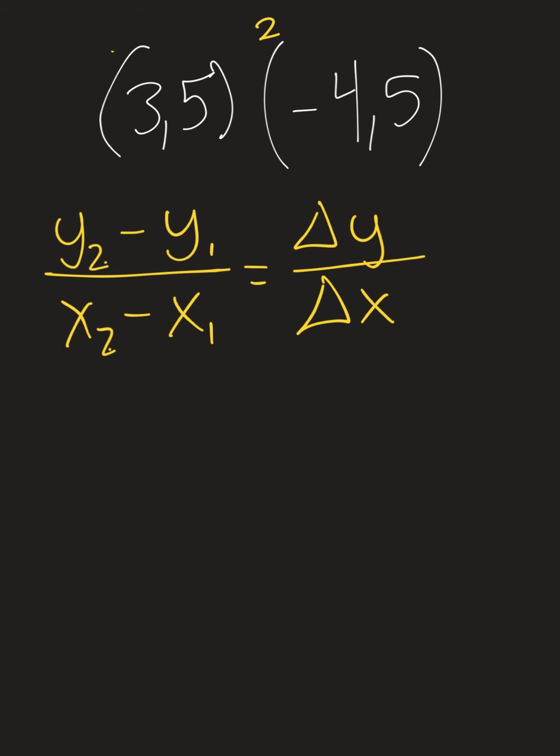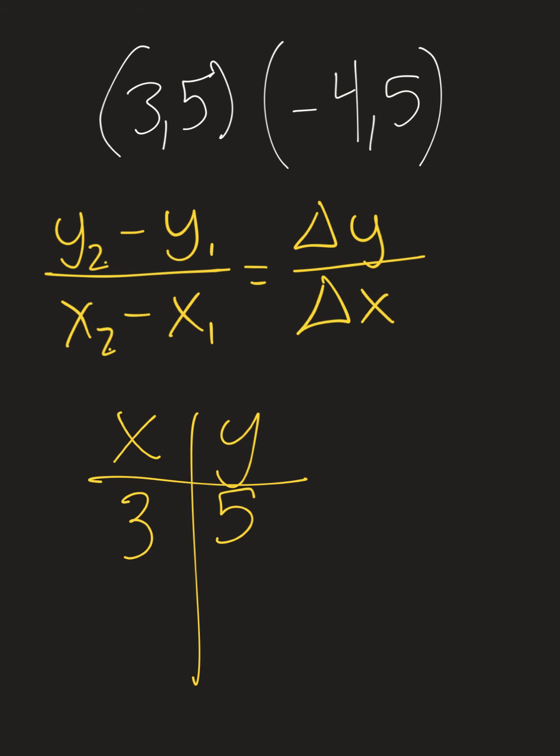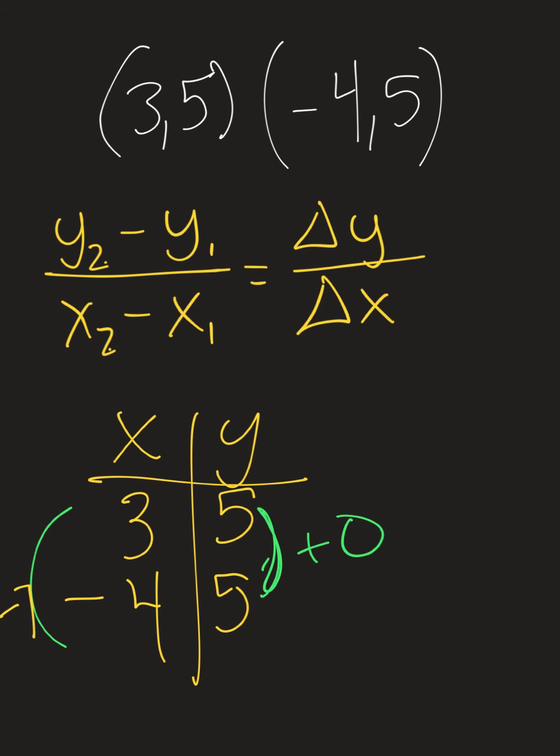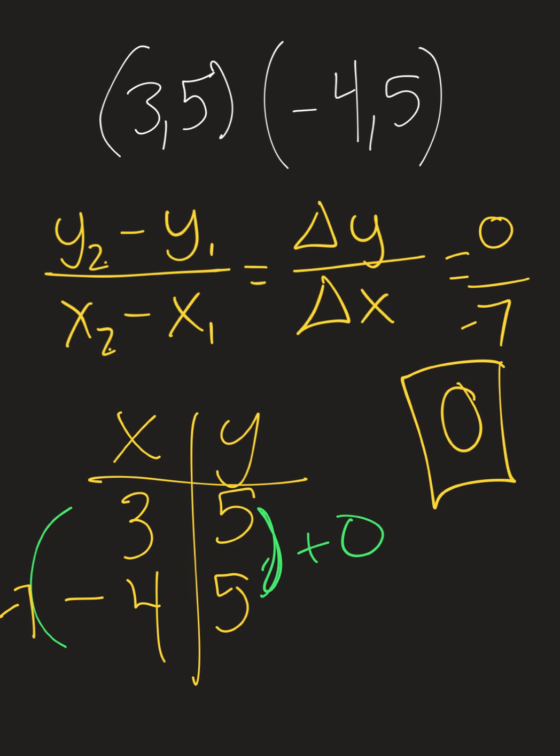But what is much simpler than memorizing this formula, although that does work, is to just make a little table out of this. Okay? So I have 3, 5 as one of my points, and negative 4, 5 as my other point. So I'm going to look at my change in y, which is 5 to 5 is plus 0, over my changes in x, which is minus 7, right? So we go from 3 down to negative 4, which is minus 7. And my change in y is 0. My change in x is negative 7. And then my slope is 0.